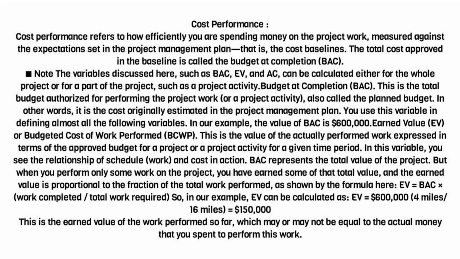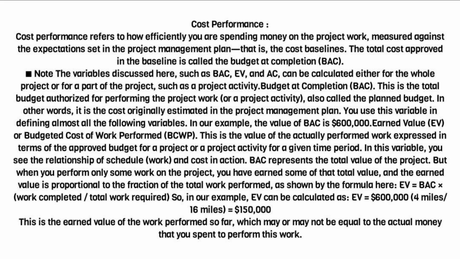Budget at completion, BAC. This is the total budget authorized for performing the project work, or a project activity, also called the planned budget. In other words, it is the cost originally estimated in the project management plan. You use this variable in defining almost all the following variables. In our example, the value of BAC is $600,000.